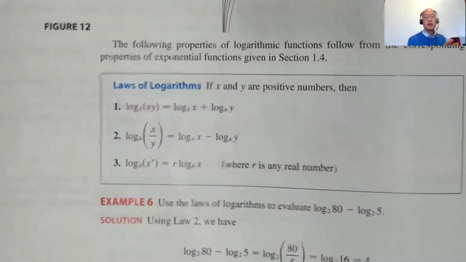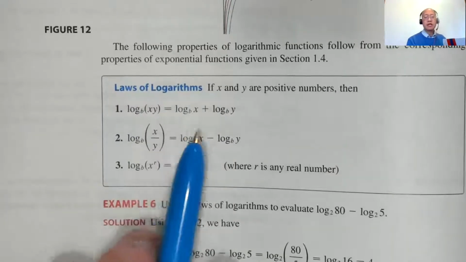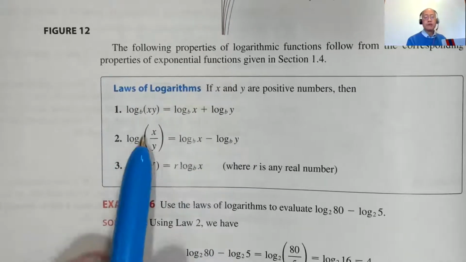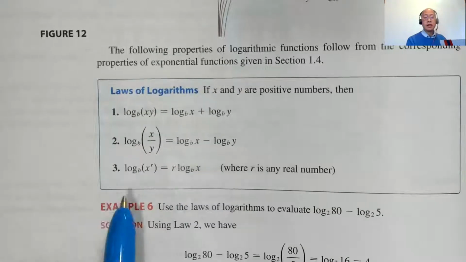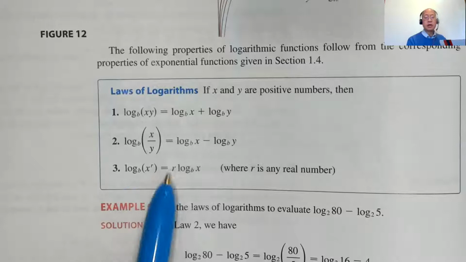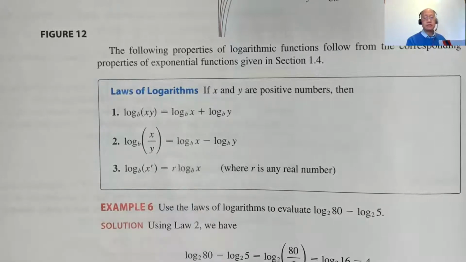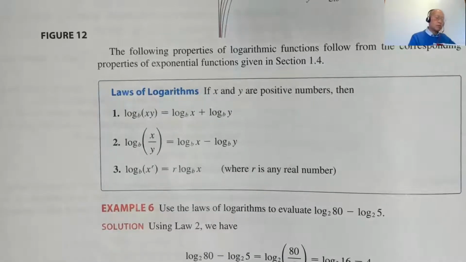Laws of logs, page 60. Log of xy is log x plus log y. Log of a quotient is the difference of the logs, log x minus log y. And log base b of x to the r is r log base b of x. The exponent can come down in front or climb back up.